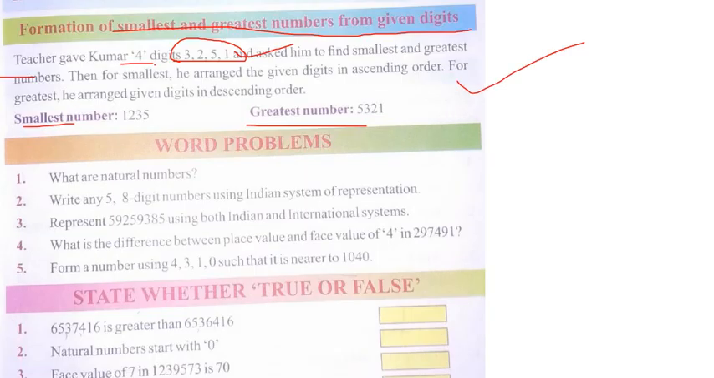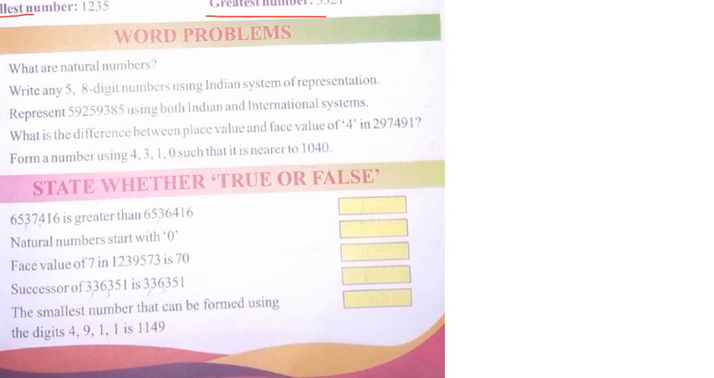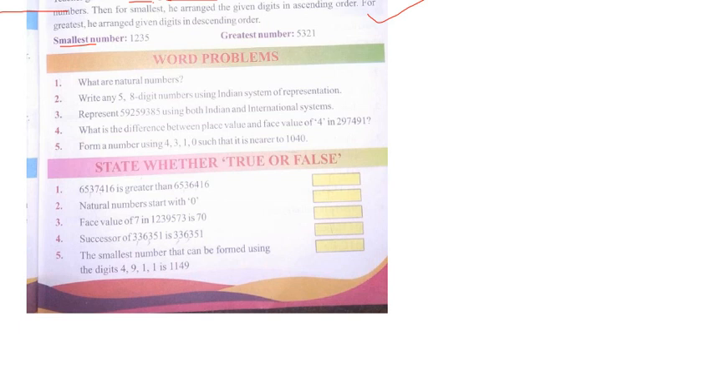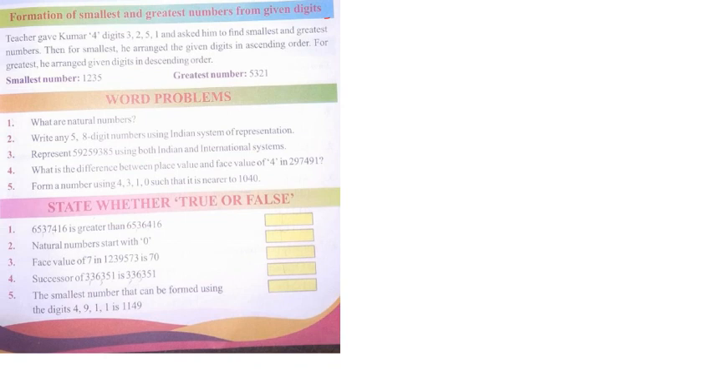Now see here, word problems. Now coming to the word problems, in the word problem, what we have to learn, that we have to see. See here, in the word problem, what is the first problem? What are the natural numbers? Everybody knows that natural numbers start from 1, 2, 3 and so on. These are the natural numbers. That is the answer for the first question.